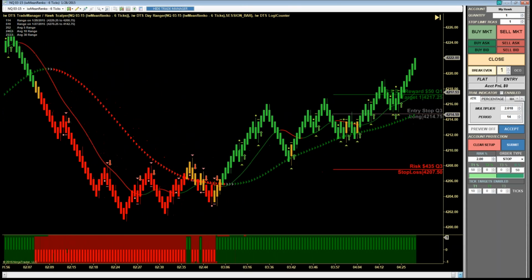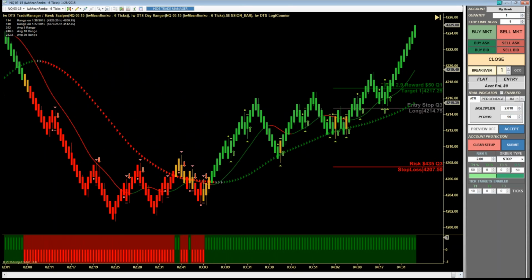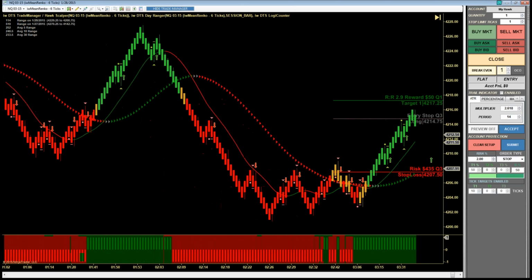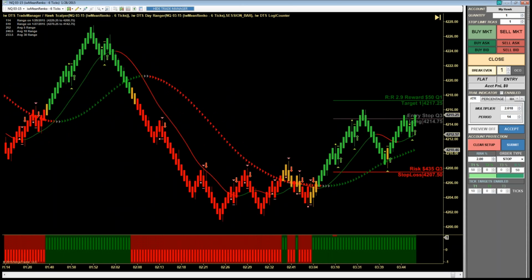So if this trade goes in my favor, I've got a little bit of breathing room here. I hit my first profit target, and I still have an opportunity to take advantage of the market should it prove to go any further.